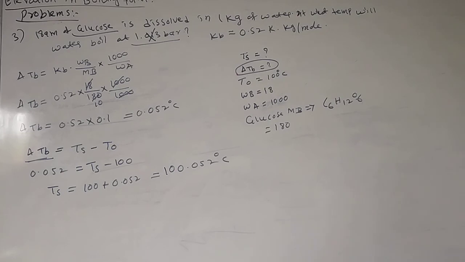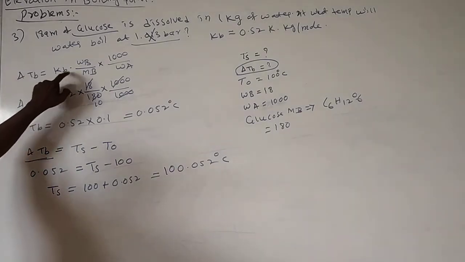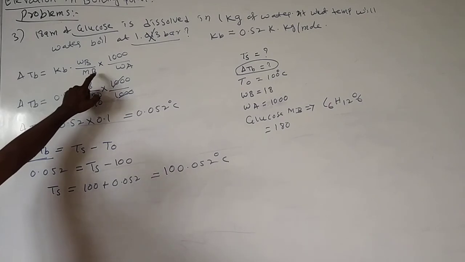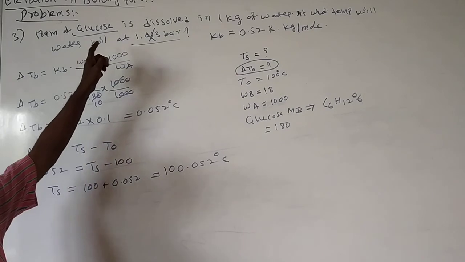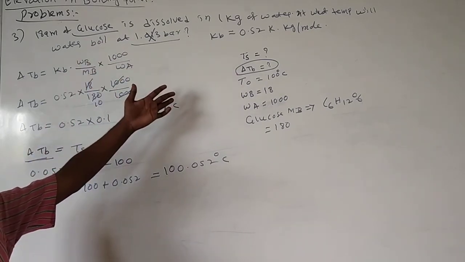What is the problem? 18 grams of glucose is dissolved in 1 kg of water. At what temperature will water boil at 1.013 bar pressure? Kb of that one is 0.52 Kelvin kg per mole, the molal elevation boiling point constant. Use the principle: ΔTb is equal to Kb into WB by MB into 1000 by WA. What they ask is, after the addition of solute, calculate the boiling point.